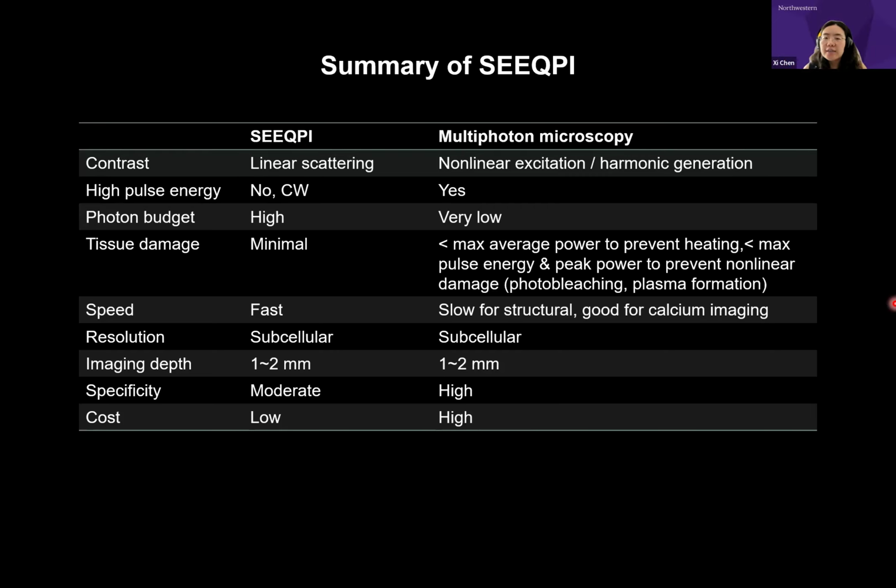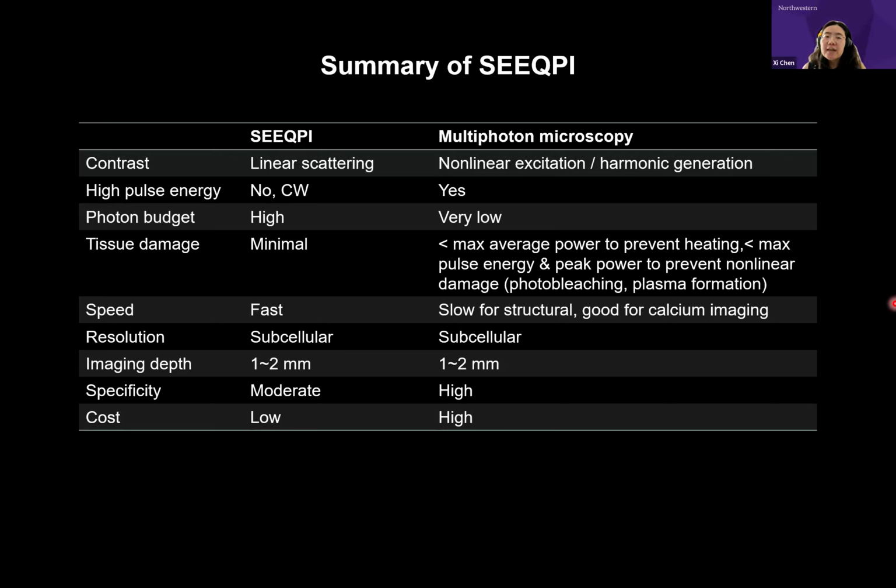However, in the multiphoton case, for the structural imaging, it's actually quite slow. For the deeper region in the brain, you need to integrate about 20 seconds to have a good SNR. However, in the CQPI, you can just directly, immediately see the structural information. However, multiphoton imaging is very good for the calcium imaging, which is the main use of the multiphoton imaging in the in vivo animal models.